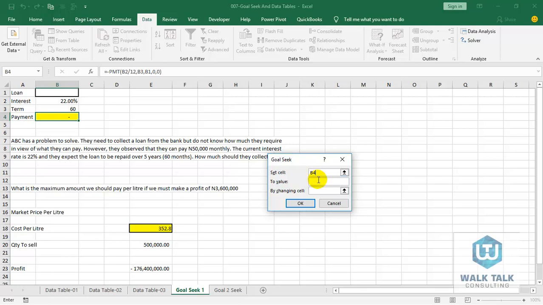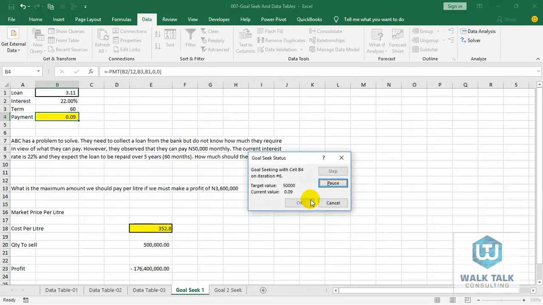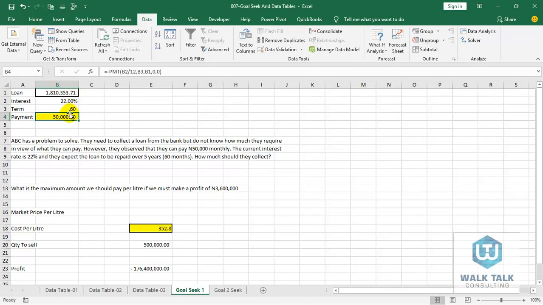My objective is to pay 50,000 naira every month, and I need to set the cell which is B4. I need to set the cell to my objective, 50,000, and the changing cell is the unknown value you are looking for. So when you run this, Excel will iterate and automatically tell you the amount of loan you have to collect to be able to meet this repayment plan.